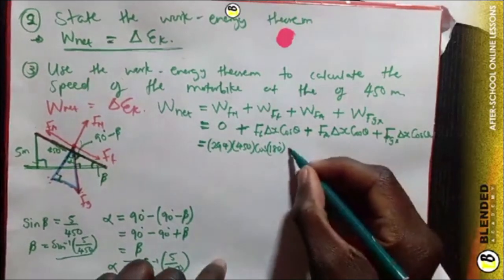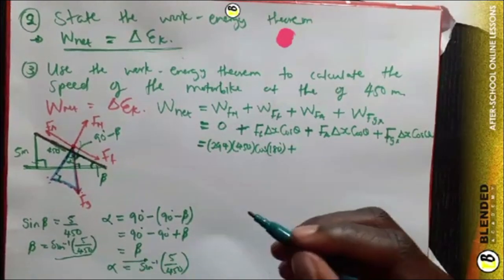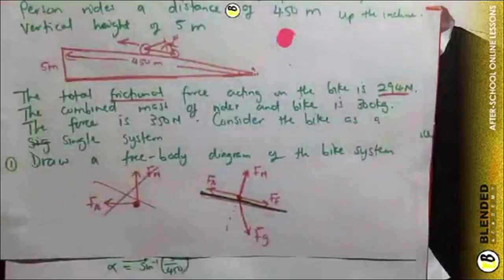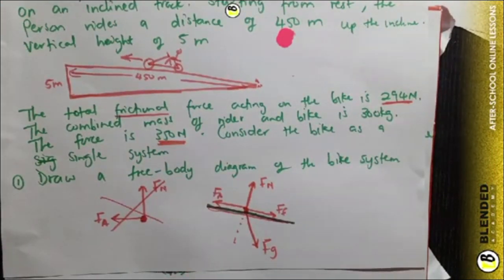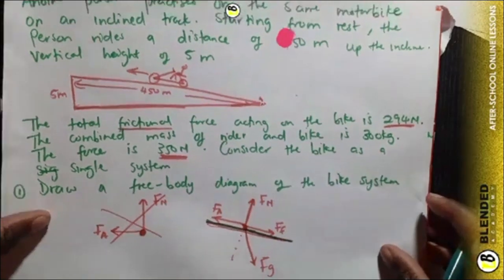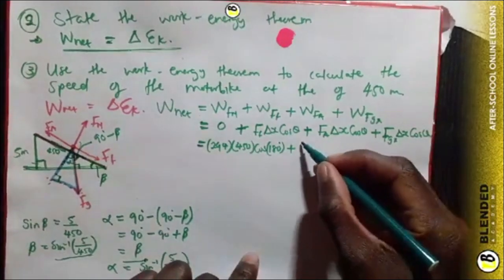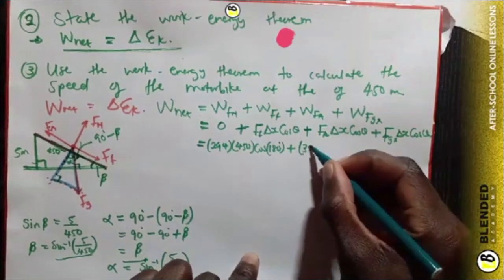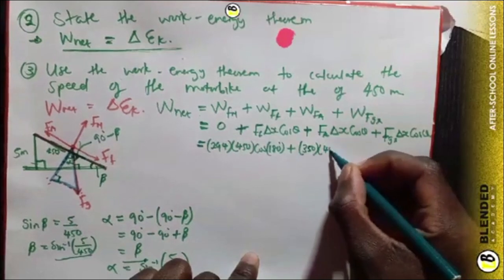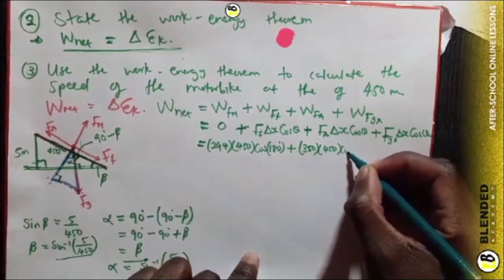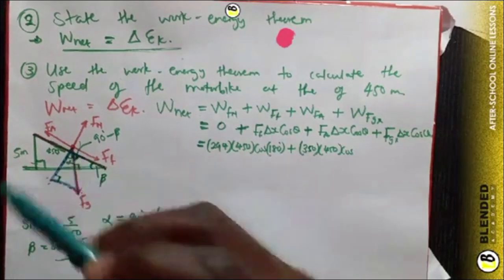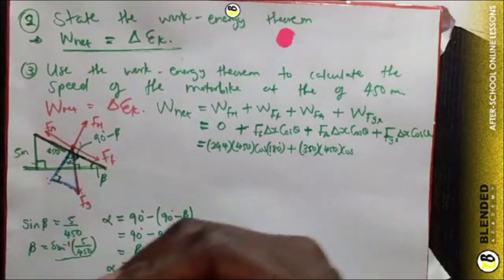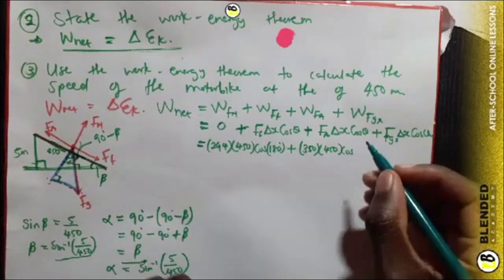Plus the applied force, which was given as 350. That's the applied force as this bike is moving up the incline. So now it's 350, the applied force, multiplied by 450, which is the displacement. And then cos, the angle between the displacement and the applied force is 0 degrees, because the applied force is acting in the same direction as the displacement.